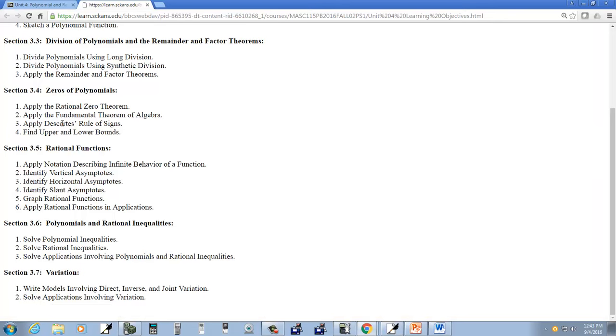Okay, I'm not going to go over Descartes' rule of signs or upper and lower bounds. You can read those and find out what in the world they're talking about there. Let's talk about rational functions. We've got our vertical, horizontal, and slant asymptotes, and we want to graph them.